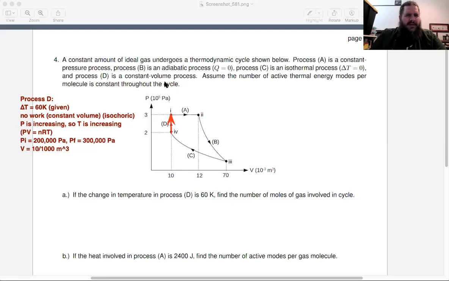Something really convenient we can use here, though, is a very useful conversion. Pascals times cubic meters is going to be joules. Pascals is the unit of measurement for pressure. It can be written as joules per cubic meter. So when you multiply by cubic meters, you just get joules anyway.